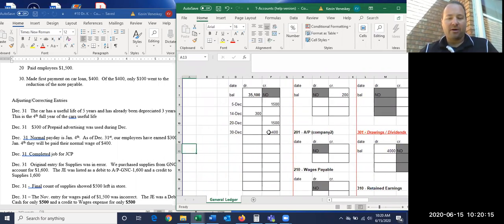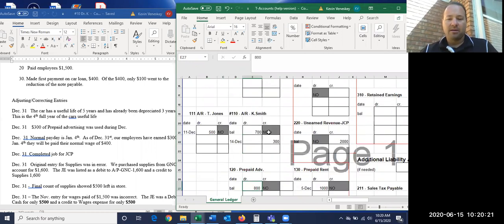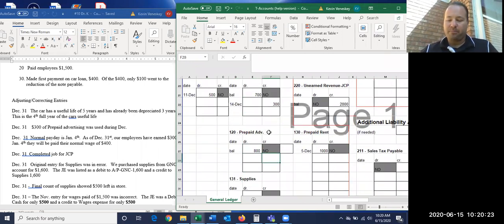And then how did I get the advertising? Well, I didn't pay for it this time. I paid for that a long time ago. It came from my prepaid account. My balance that I had still, I've now reduced some of that. I've used some of it.